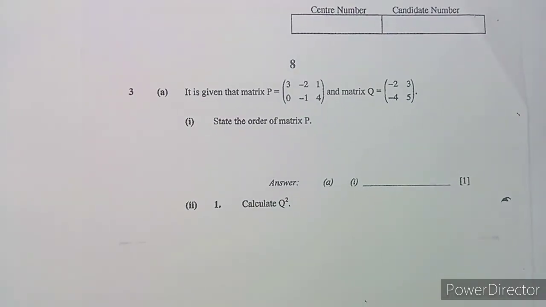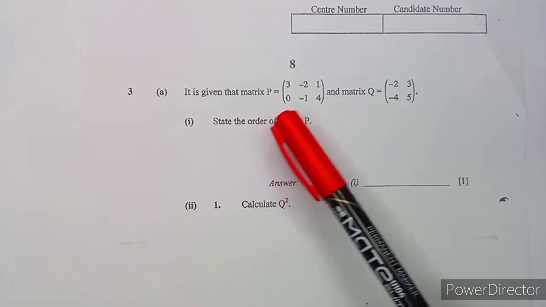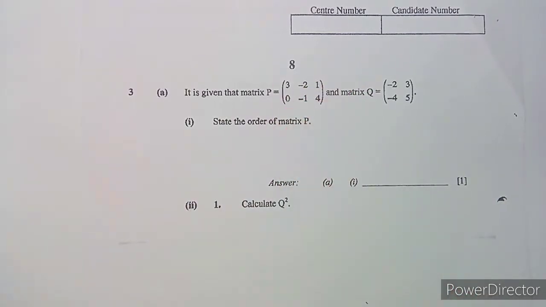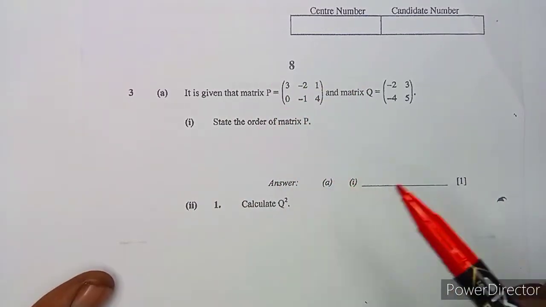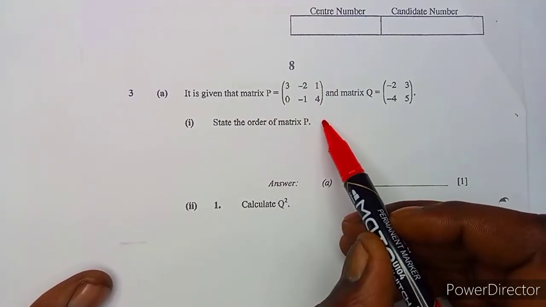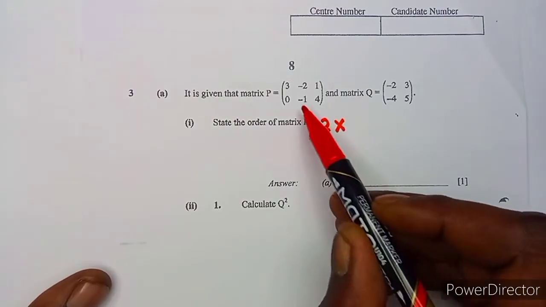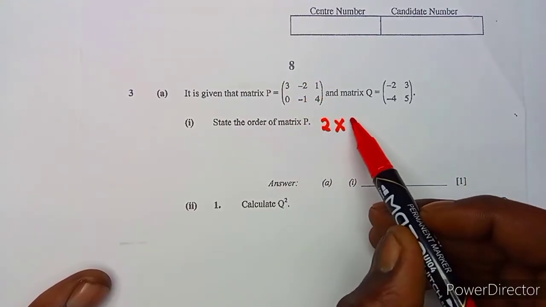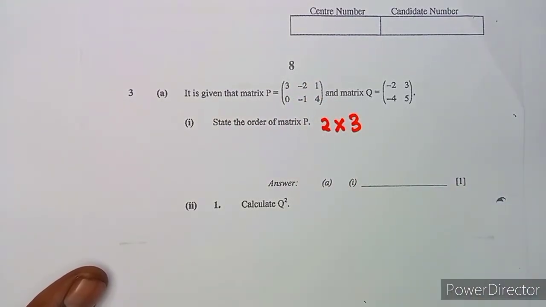On number 3a, we are given the matrix P, and they are asking us to state the order of the matrix. So guys, this is a simpler question. Remember, the order of a matrix is row by column. So how many rows? We've got 1, 2. So it's 2 rows times how many columns? 1, 2, 3. So this one is a 2 by 3 matrix.